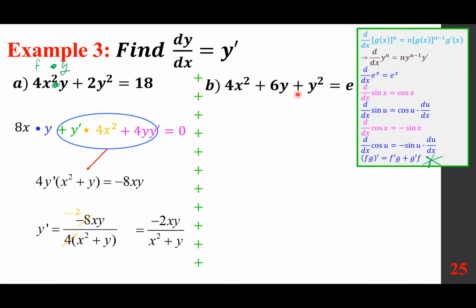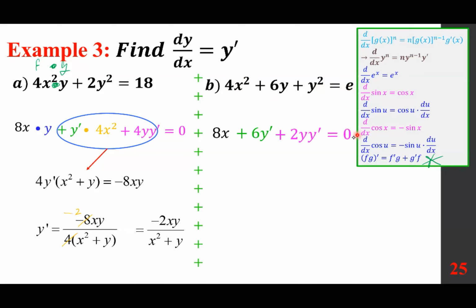4x squared plus 6y plus y squared equals e. We want to differentiate this implicitly, so we go term by term. 4x squared is 8x. 6y, you can say 6y prime or 6 dy dx, it's up to you. Y squared, we use the formula here, the extended power rule, plus 2y prime. E is a number, that gives you 0.